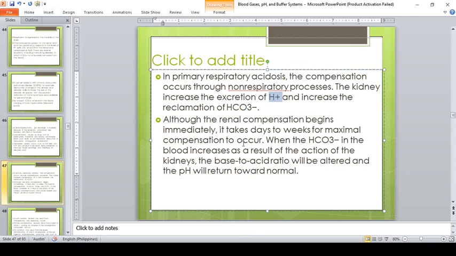Although the renal compensation begins immediately, it takes 2 to few weeks for maximal compensation to occur. When the bicarbonate in the blood increases as a result of action of the kidneys, the base to acid ratio will be altered and the pH will return toward normal. So, take note of that, guys.